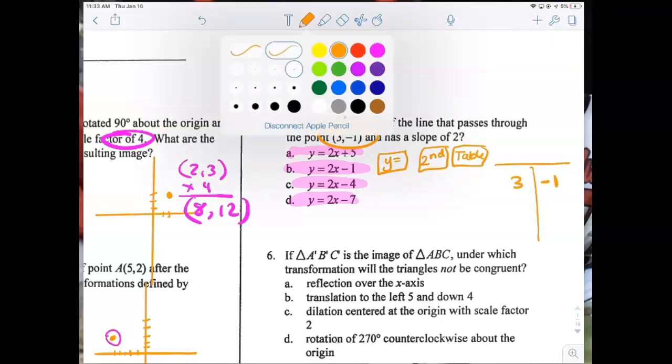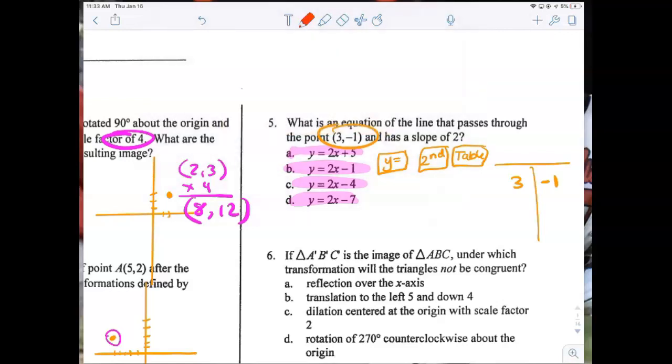Or you do it the other way, y equals mx plus b. They gave you an x, they gave you a y, they gave you an m. So -1 equals 6 plus b. Take away 6 from both sides, and you get -7. So it's the only one with a -7 for b. Okay.